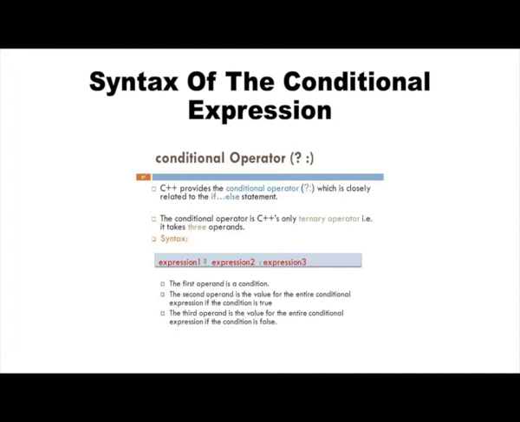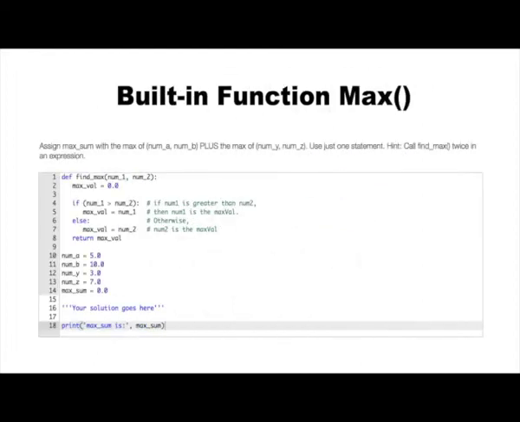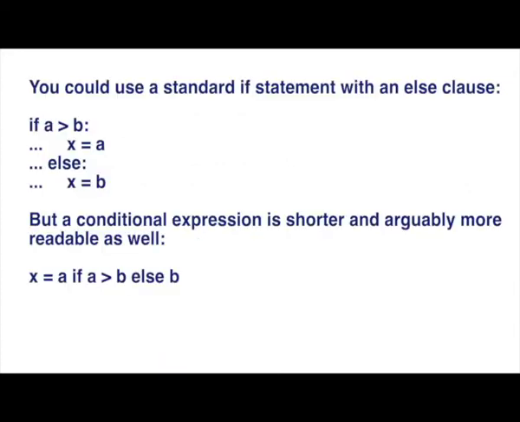For example, suppose you want to find the largest of two numbers. Of course, there is a built-in function max that does just this that you could use. You could use a standard if statement with an else clause. If a greater than b, x is equivalent to a, else x is equivalent to b. But a conditional expression is shorter and arguably more readable as well. x is equivalent to a if a greater than b, else b.